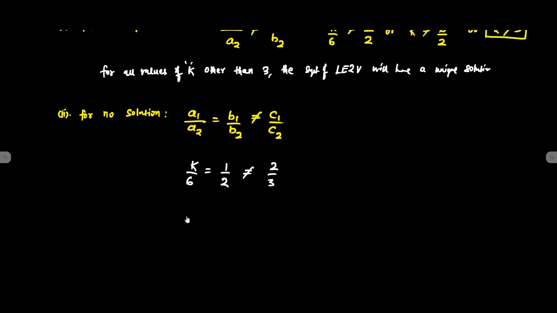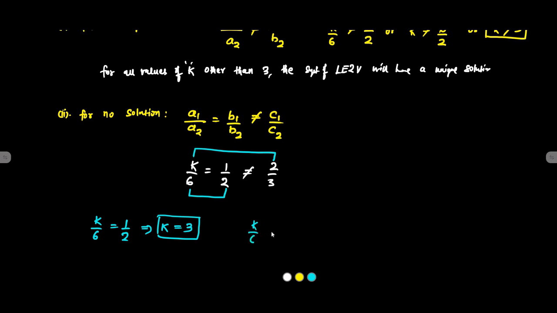So what is the value of k? First we compare a1 by a2 with b1 by b2, and then k by 6 with 2 by 3. So two conditions for the values of k will come. First, a1 by a2 should be equal to b1 by b2, then a1 by a2 should not be equal to c1 by c2. So let us see what those conditions are. k by 6 should be equal to 1 by 2. That implies k is equal to 6 by 2, which is 3. This is the first condition for the values of k.